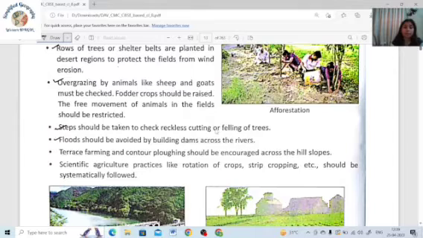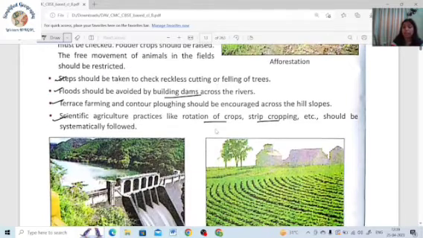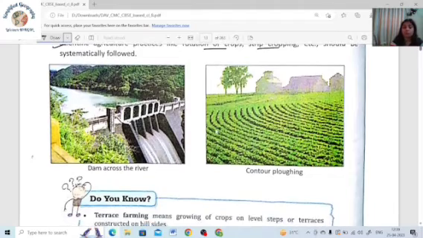Floods should be avoided by building dams across the river. Terrace farming, contour plowing, and scientific agricultural practices like rotation of crops and strip cropping should be systematically followed. When you rotate different crops seasonally and cultivate them, the fertility of the soil can be balanced.